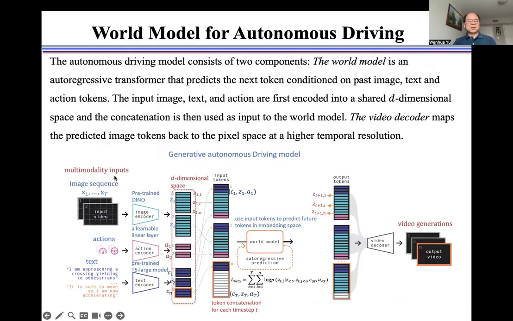This is the input, including image sequence, actions, and text. These go through the image encoder, action encoder, and text encoder. These are the d-dimensional tokens in the latent space. The world model uses these tokens as input to predict the output tokens, and then the video decoder uses these image tokens to predict the future videos.